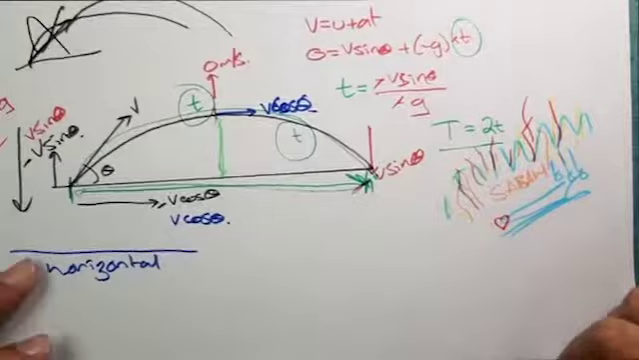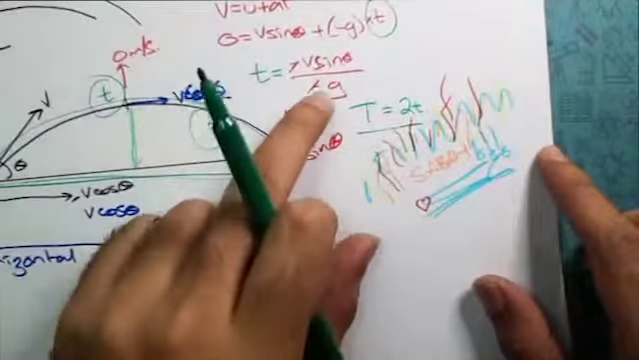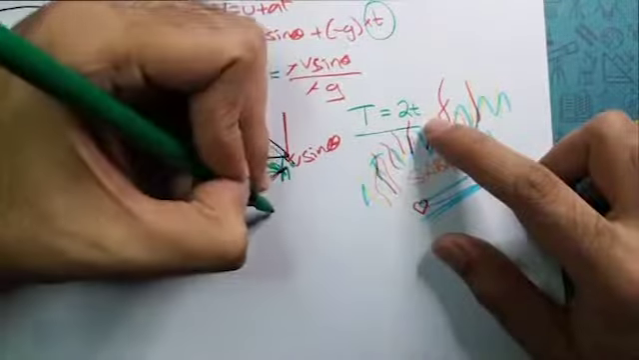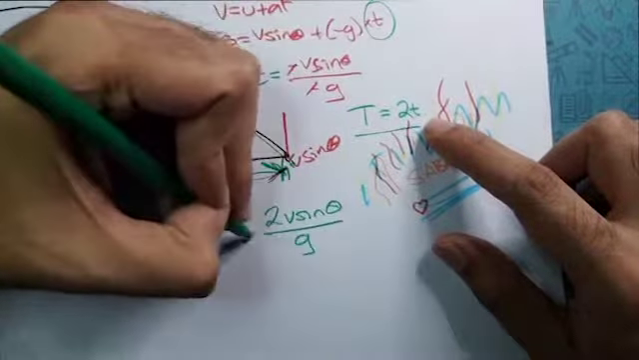Oh man. All right. So now that we figured out that the total time of flight is 2t, we can put that into the equation also. So the total time of flight becomes this final super green equation, 2v sine theta by g is equal to t.